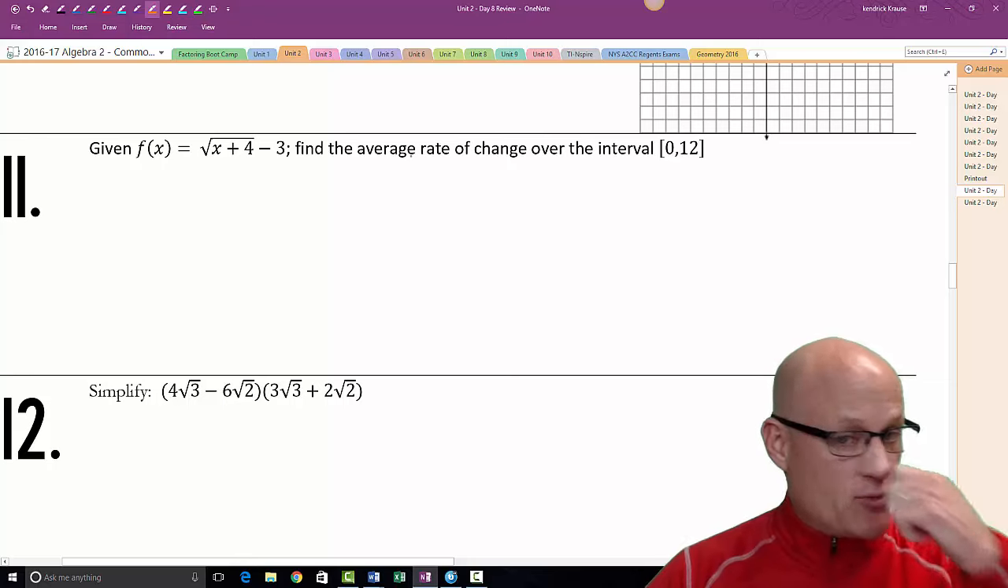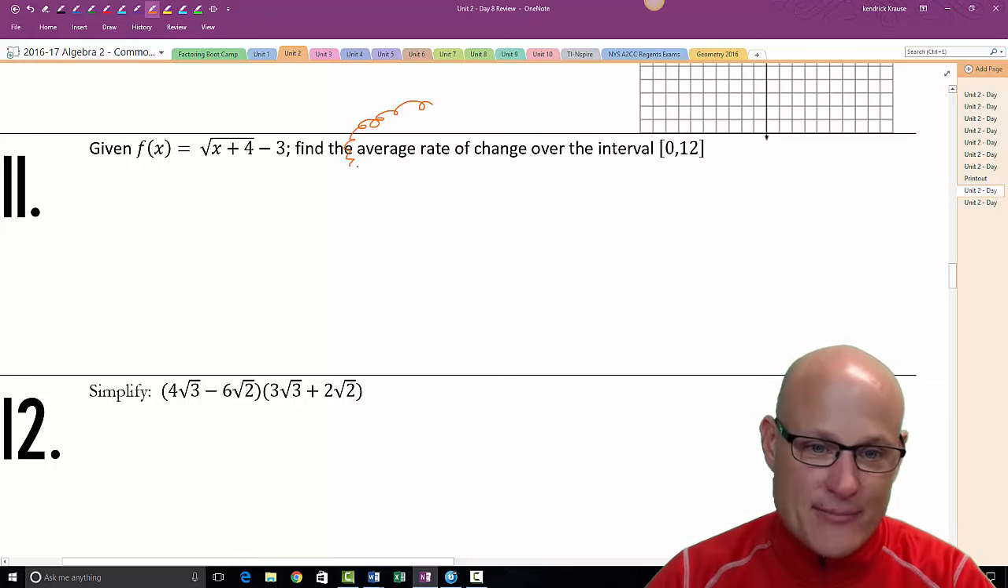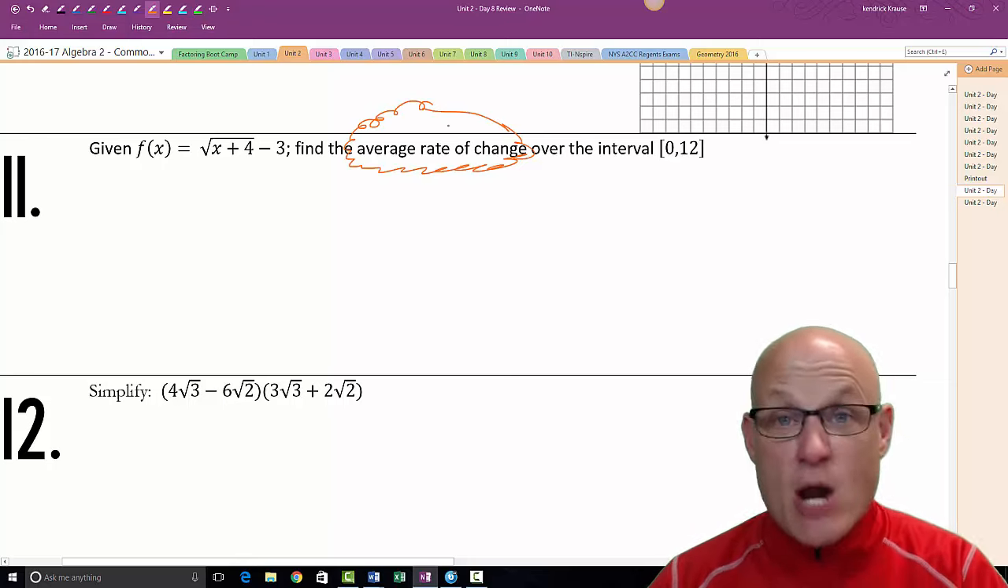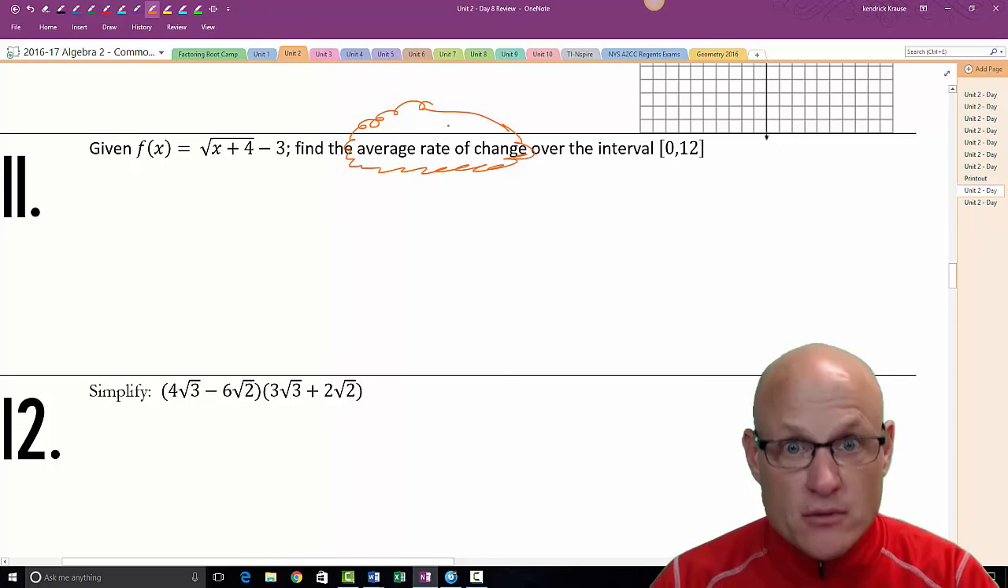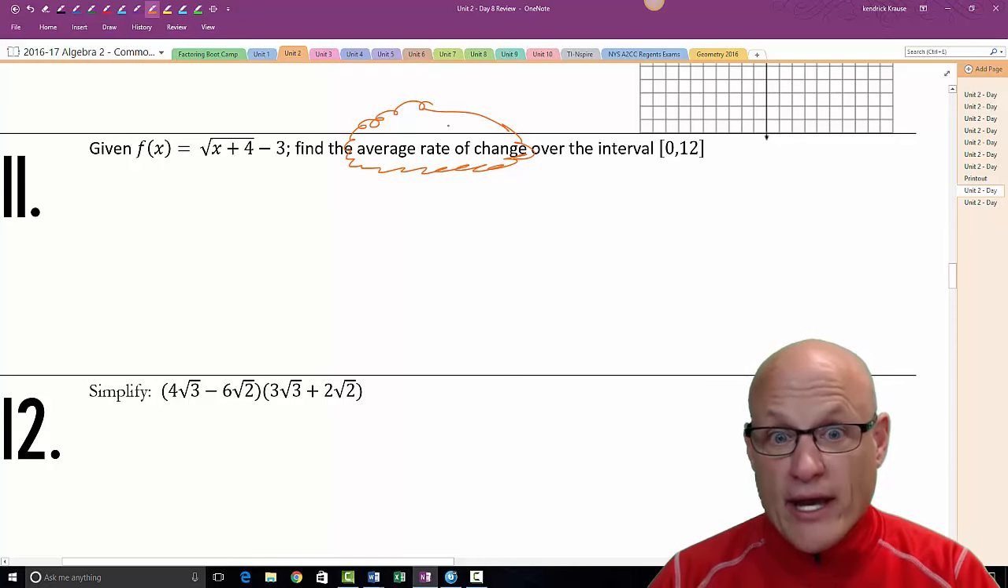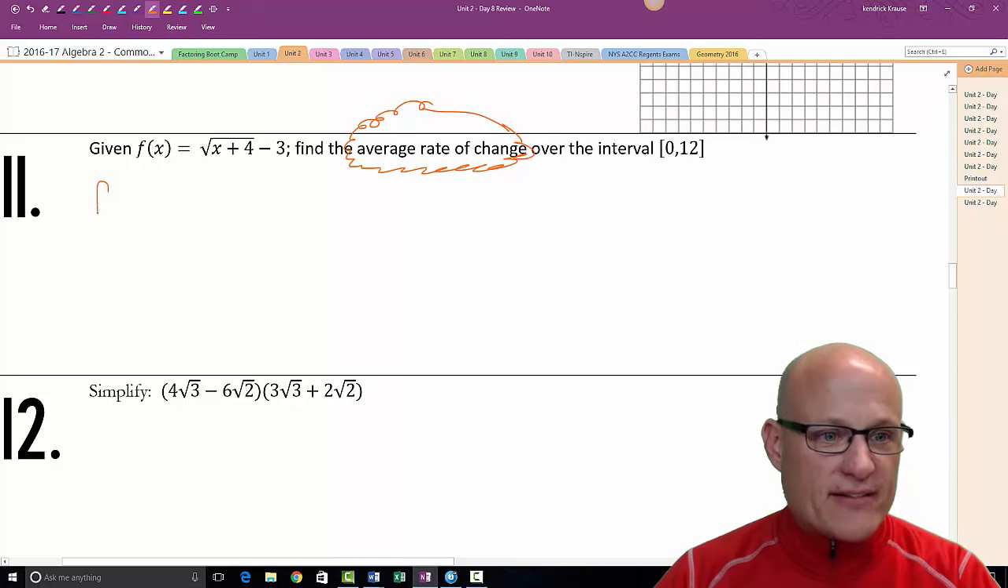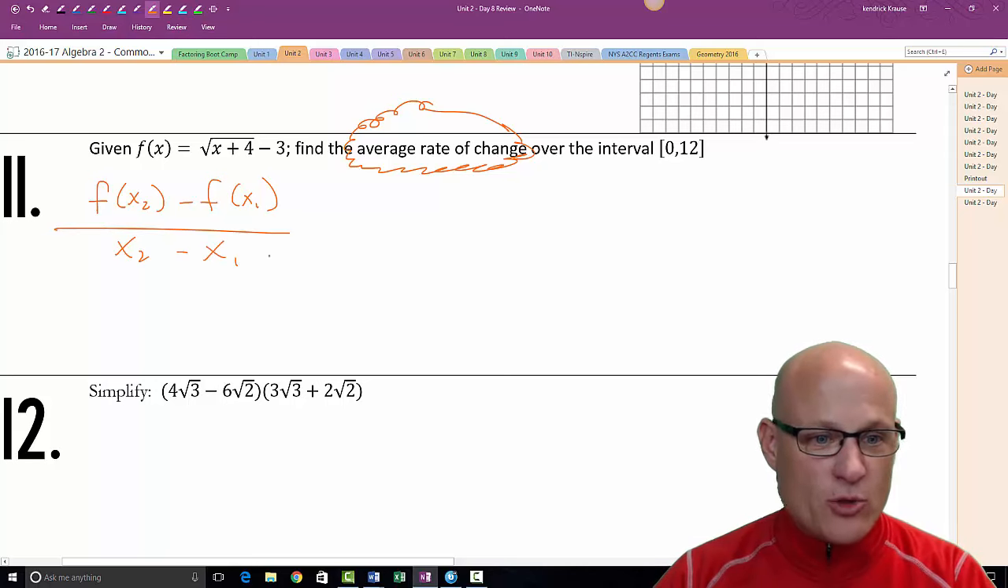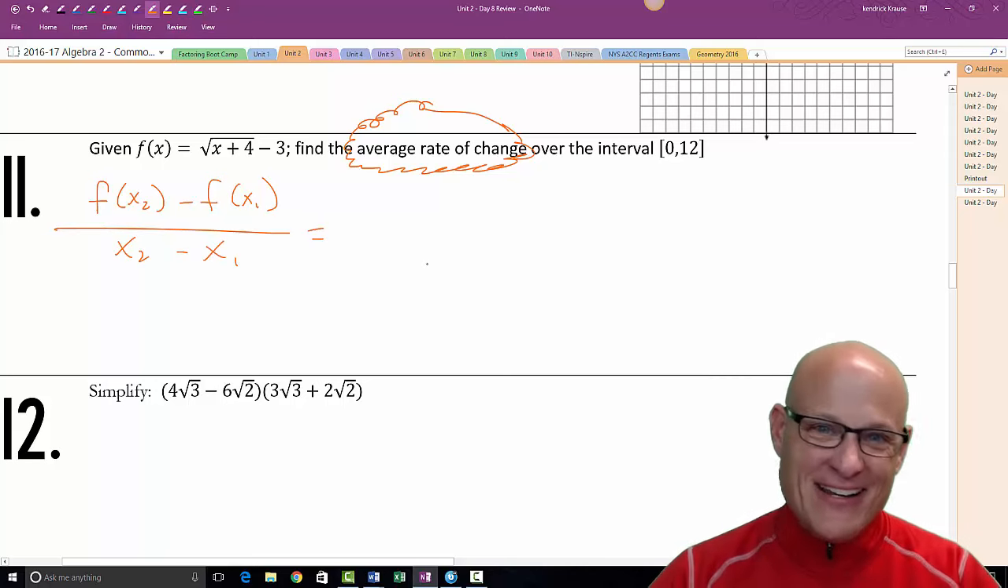Average rate of change. Anytime you see average rate of change, gee, I wonder if it's going to come up on the test. Oh yeah, it is. You have to remember, that's f of x2 minus f of x1 all over x2 minus x1. You've got some work to do.